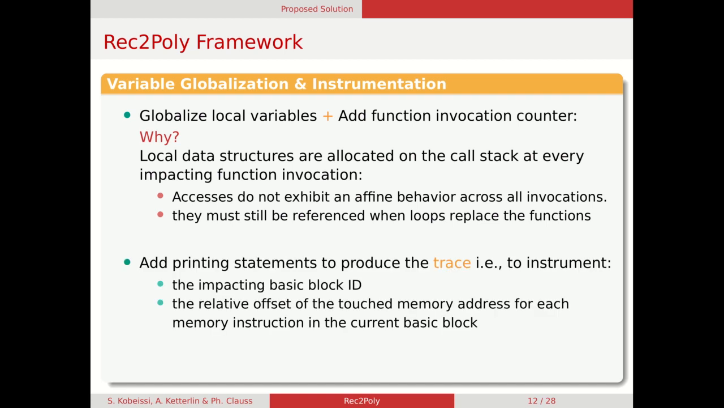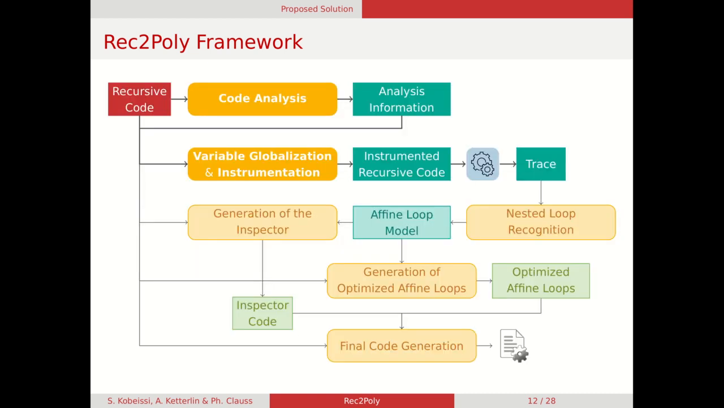Then Rec2Poly adds printing statements to produce the trace, which is to instrument every impacting basic block ID and the relative offset of the touched memory address for each memory instruction in the current basic block. The relative address is computed by subtracting the base address from the actual address accessed. After the instrumented recursive code is generated, it's then run to get the trace of the control and memory behavior of the recursive code. Then Rec2Poly starts its third phase, which is nested loop recognition, that takes as an input the trace and gives as an output an affine loop model of the trace in case possible.